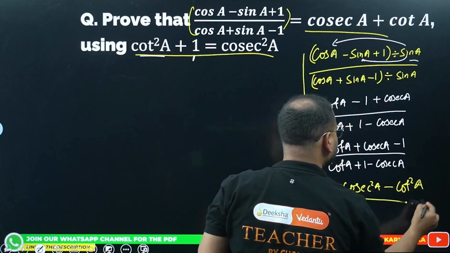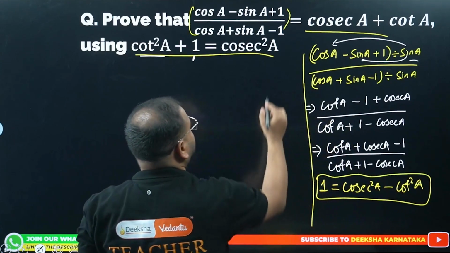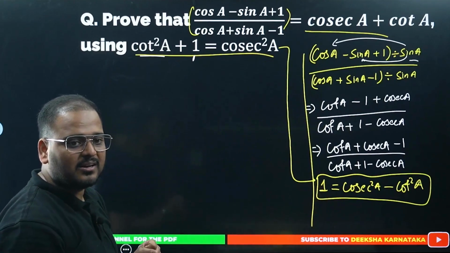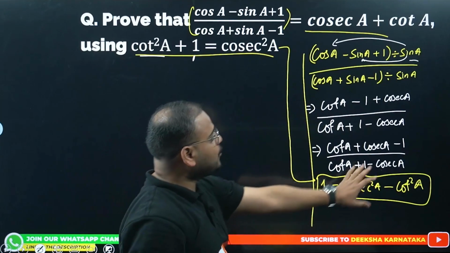What is this, the next step? No, this is the identity, not the next step. Now we will use this value of 1 over here.